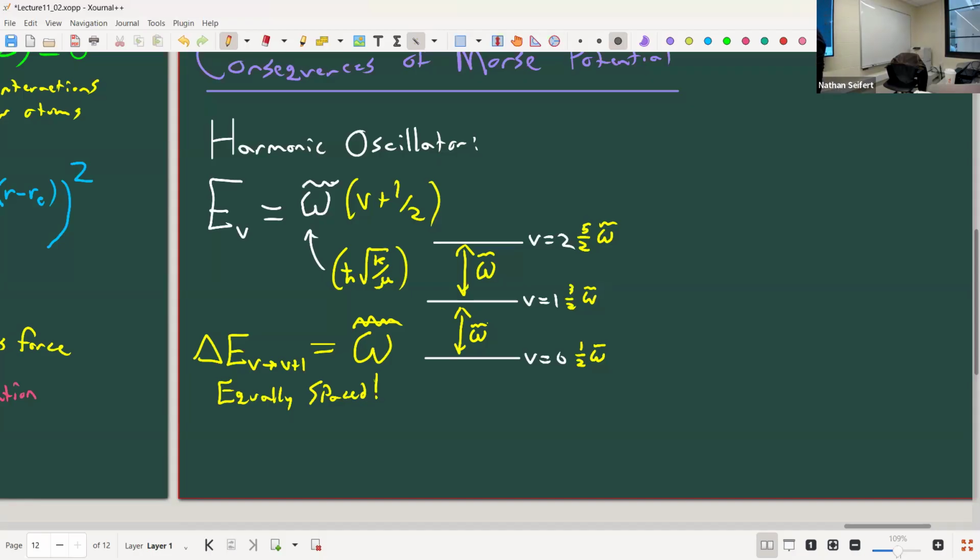So you could theoretically think, well, there's also a 2 to 3, a 3 to 4, a 4 to 5. They're all overlapping each other in the spectrum. That's more or less what you see in a spectrum. We'll look at some spectra next when we get back from spring break, or maybe on the next class. We'll see what this looks like. But what happens with a Morse oscillator?